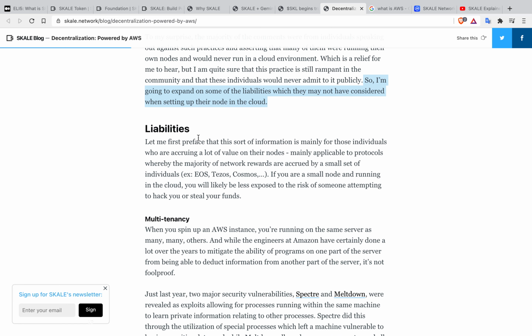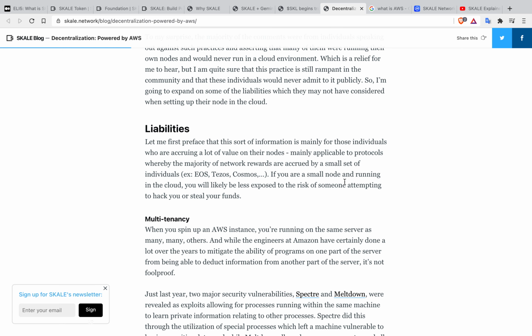So the liabilities, guys. First, a preface that this sort of information is mainly for individuals who are accruing a lot of value on their nodes, mainly applicable to protocols whereby the majority of the network rewards go to a small set of individuals, EOS, Tezos, and Cosmos, to name a few.